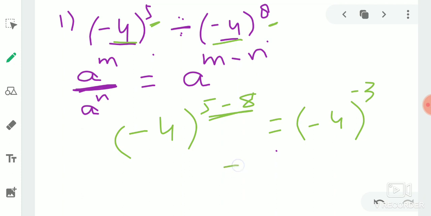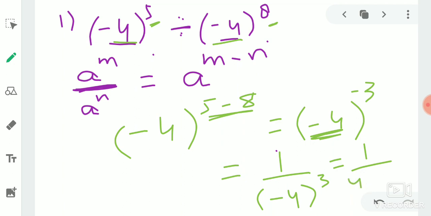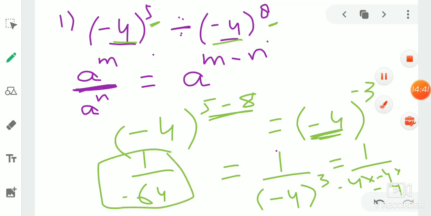Or we can write it as the reciprocal of the base raised to power 3, or we can further solve it: 1 divided by, we have to multiply minus 4 three times, minus 4 multiplied by minus 4 multiplied by minus 4, that is 1 divided by 4 4s are 16, 4 16s are 64, but with a minus sign. That will be the answer of this example. We will solve one more example.